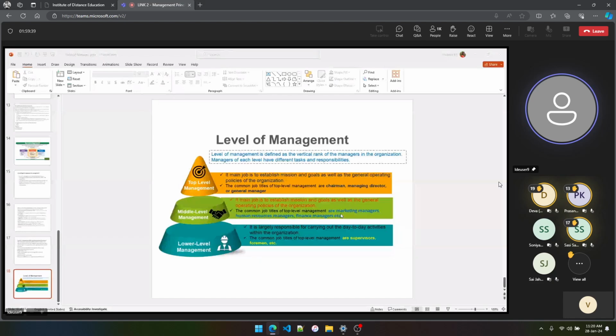Next is the lower level management. It is largely responsible for carrying out the day-to-day activities within the organization. The common job titles at this level are supervisors, foremen, etc.